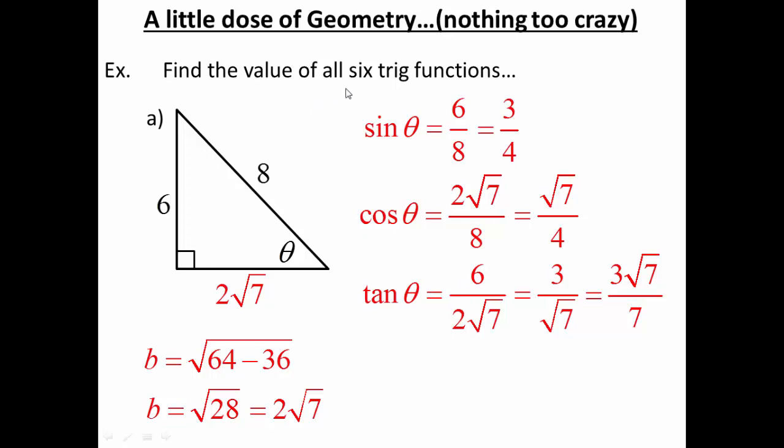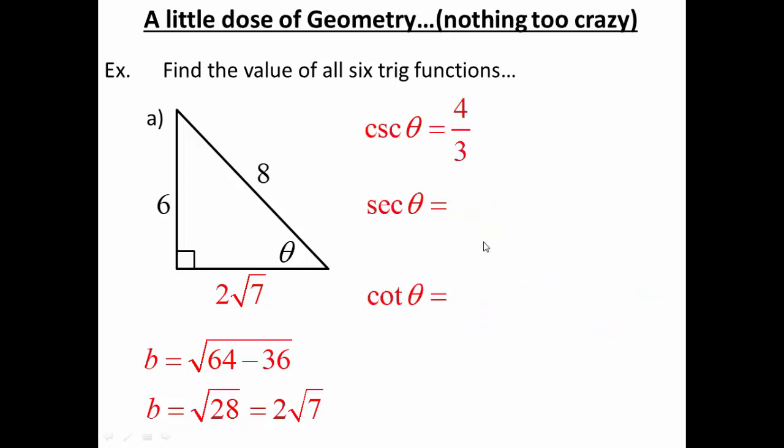But of course, we're not done. We were asked for 6 trig ratios. Here are the first 3, sine, cosine, and tangent. Good news, to get the other 3, let's just take the reciprocals. If I know sine, then cosecant is just this flipped upside down. Secant would be this flipped upside down. Cotangent would be this flipped upside down. So let's do that. 3 over 4 becomes 4 over 3. Root 7 over 4 becomes 4 over root 7. Of course, we can rationalize that by moving the root to the top.